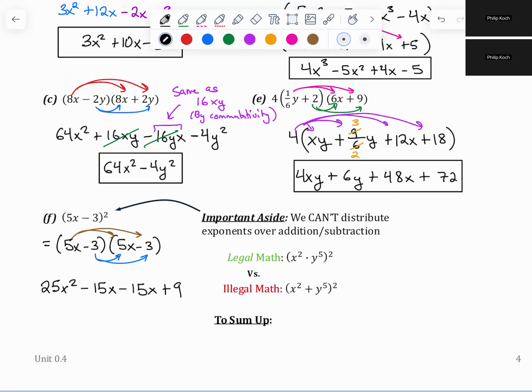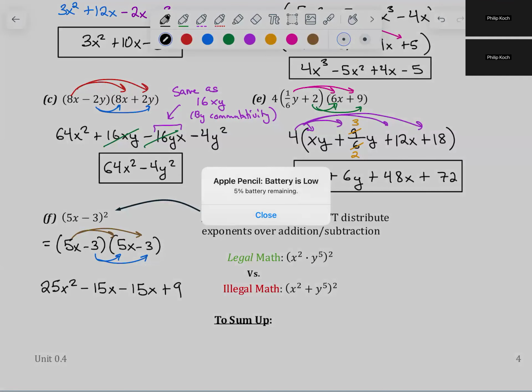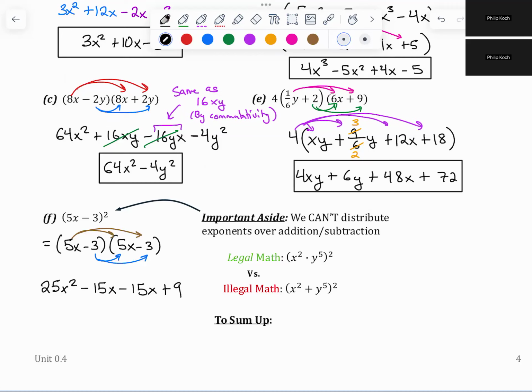And those negative 15x's don't cancel because they have the same sign. Do you remember about that? Yes, I'm aware that my Apple Pencil is low on battery. If it was negative 15x plus 15x, then they cancel. But here they're going to combine. They're going to double in size to give us our final answer, which will be 25x squared minus 30x plus 9.